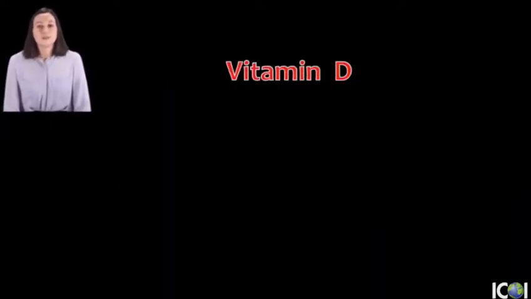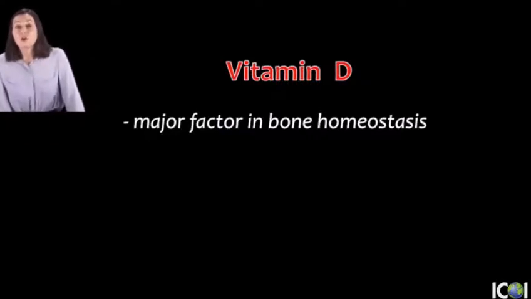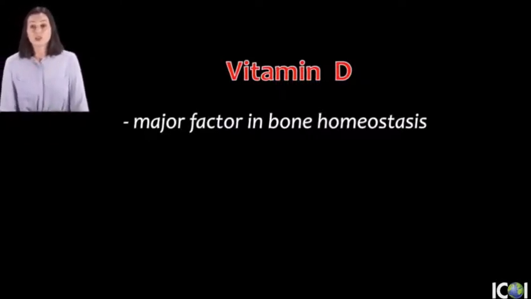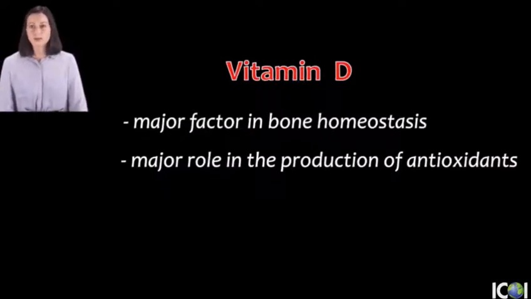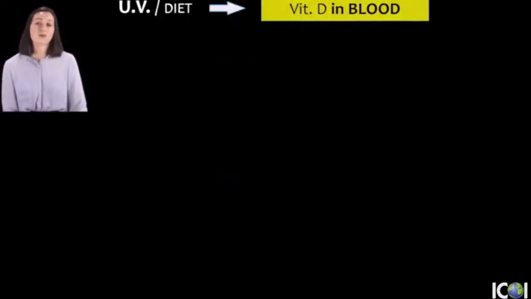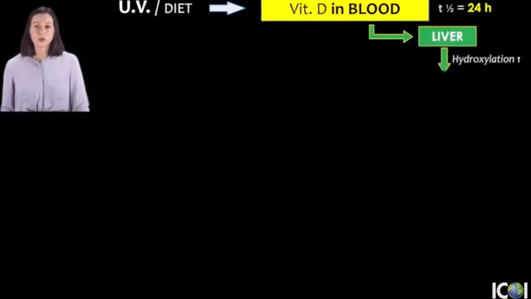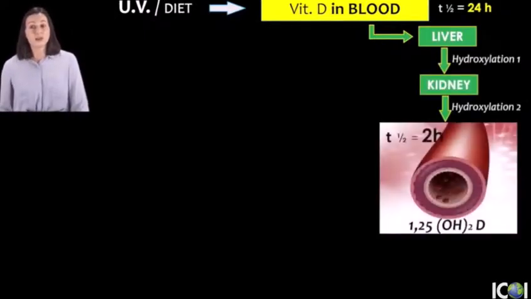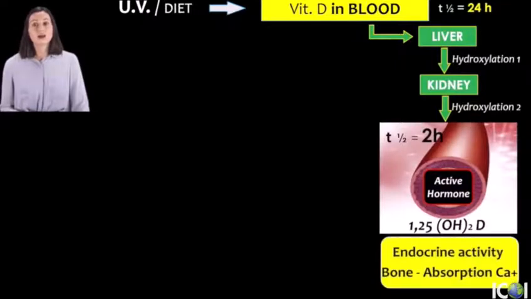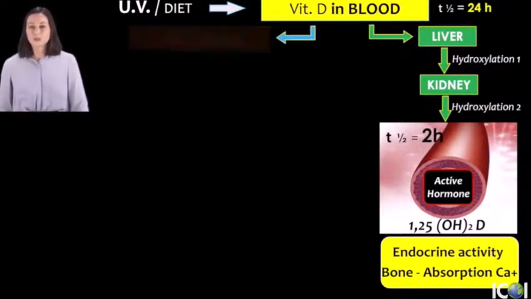Now, vitamin D. Vitamin D is actually a hormone and a major factor in bone homeostasis and in antioxidant production. We have vitamin D from direct sunlight or the diet, and it goes into the blood. Now there are two pathways. The first one goes through the liver and then the kidney, where it acts as an active hormone. And this is the endocrine activity of vitamin D. It helps the absorption of calcium. The second pathway is this one.